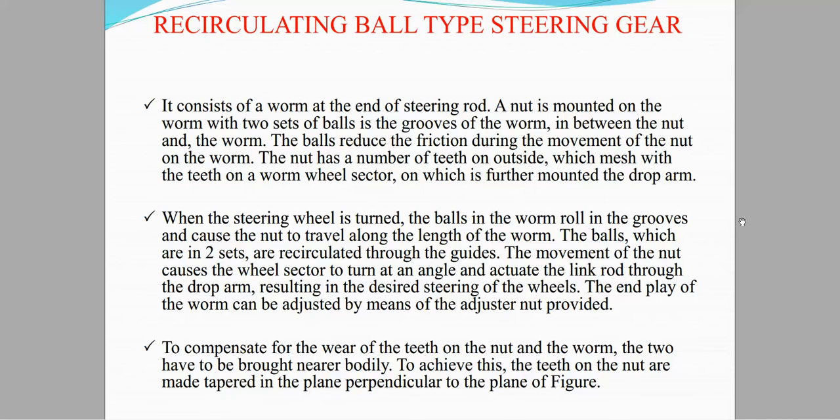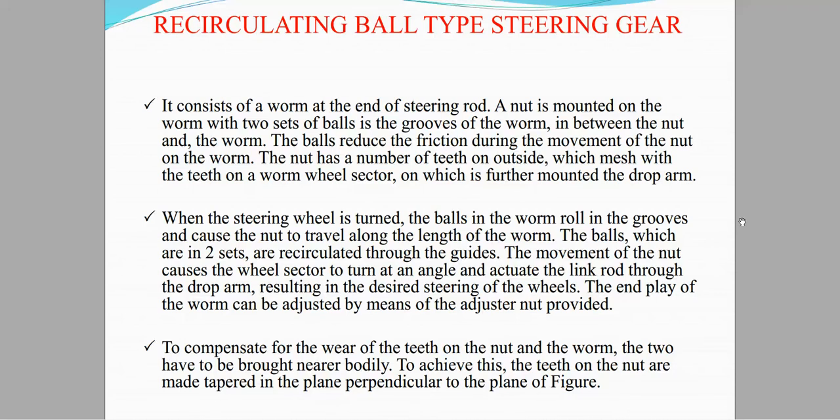It consists of a worm at the end of the steering rod. A nut is mounted on the worm and two sets of balls are in grooves on the worm. In between the nut and the worm, the balls reduce the friction during the movement of the nut on the worm. The nut has a number of teeth on the outside which mesh with the teeth on a worm wheel sector, on which is further mounted the drop arm.